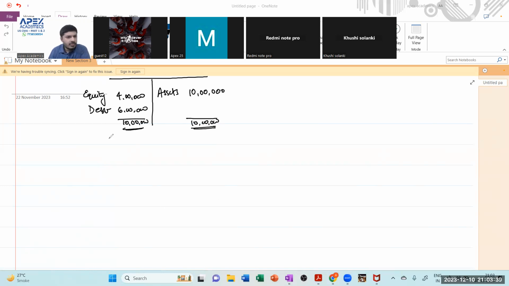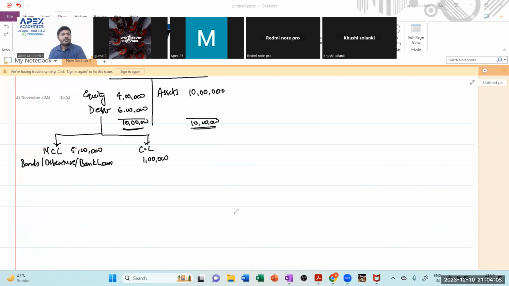10 lakhs. Now, out of this debt, let me give you a bifurcation that non-current liabilities are bonds. Now, everywhere I will use the term bonds, debentures, bank loans interchangeably. Whatever I say over here will mean the same thing because it will not have any impact. Please understand this concept. There are 5 lakhs. And your current liabilities are 1 lakh. Are how much? 1 lakh.